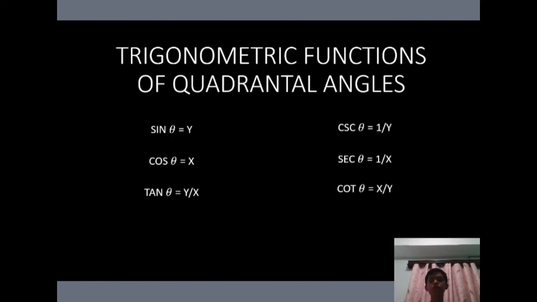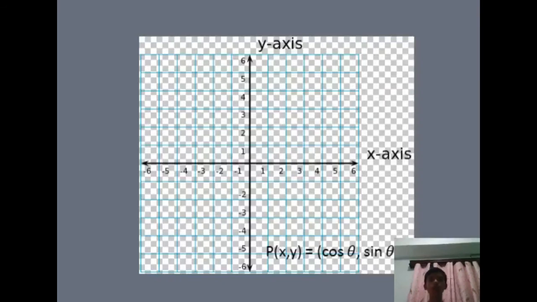Since sine theta is equal to y and cosine theta is equal to x, then we can say that the point (x, y) is equal to (cosine theta, sine theta). With this, we can now determine the coordinates of the points in the positive and negative x-axis and positive and negative y-axis.